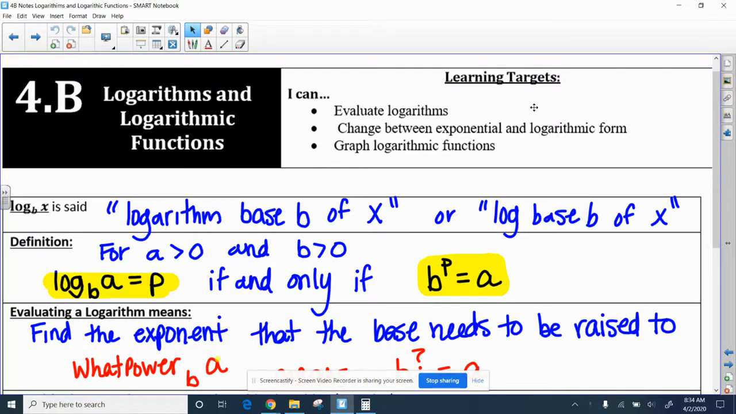Good morning, everybody. We are going to be continuing and hopefully finishing 4B today, logarithm and logarithmic functions. So if we look at our learning targets, we've already learned how to evaluate logarithms, and we have already learned how to change between exponential and logarithmic form. So the last learning target is to graph logarithmic functions.